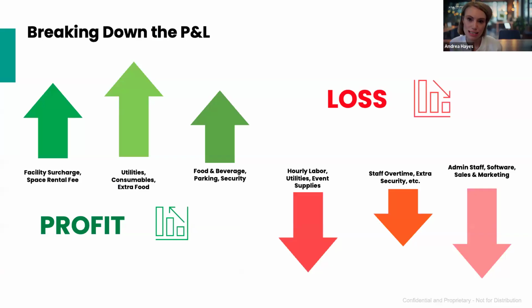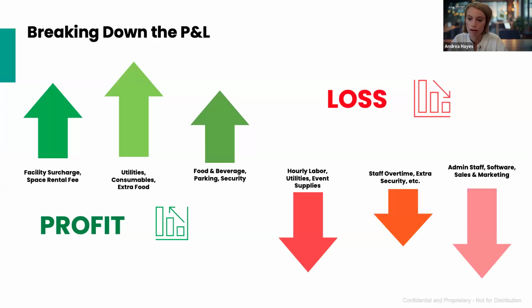Okay, so you might have seen this slide during the event. It's really just breaking down this event P&L. If we start in the middle, we have the green, which is the profit side. That would be coming typically from Momentous. So we have food and beverage, parking, security, right? Those are direct costs for the event. And then on the loss side, this is what would be captured in your ERP system. So like hourly labor, utilities, event supplies. Things like, for example, an AP bill would be coded to an event.